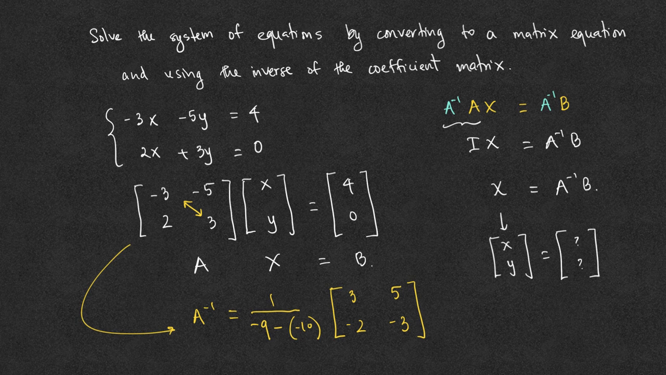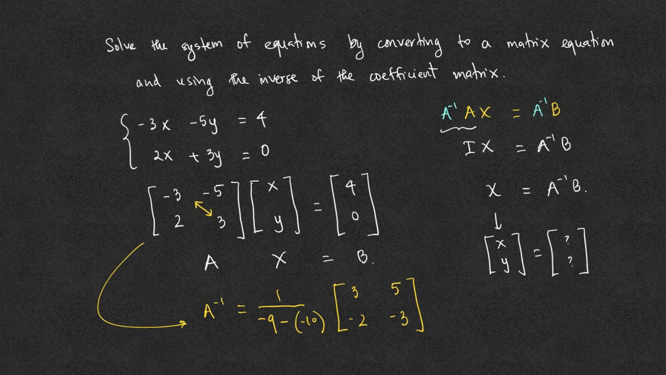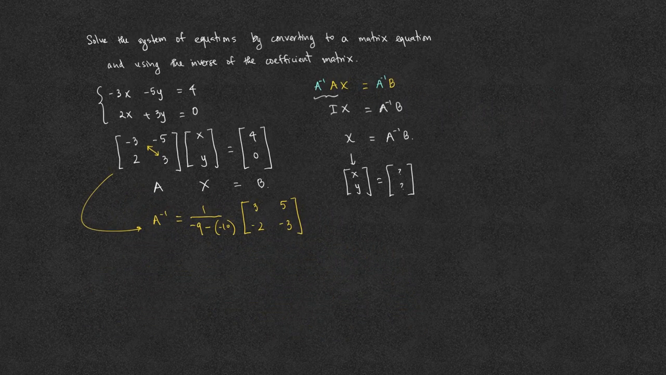Simplifying this, we have -9 plus 10 is +1. So A inverse is simply 3, 5, -2, -3, because the scalar in front is 1. And this is A inverse.